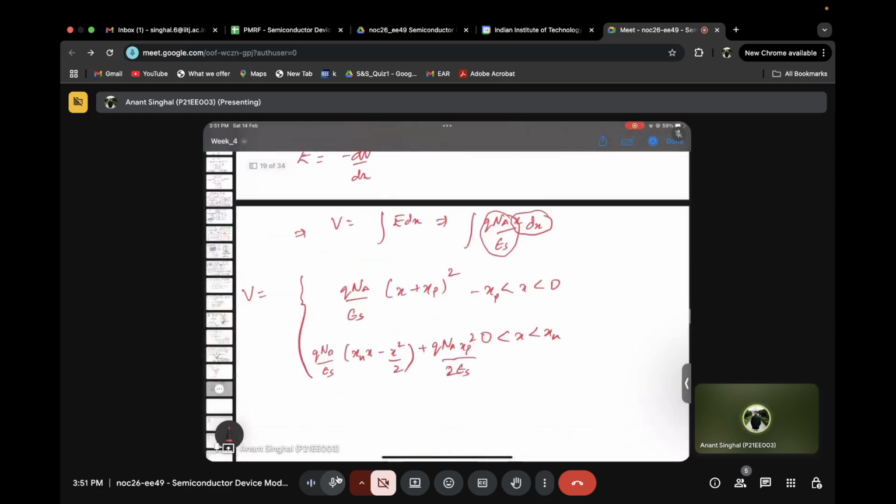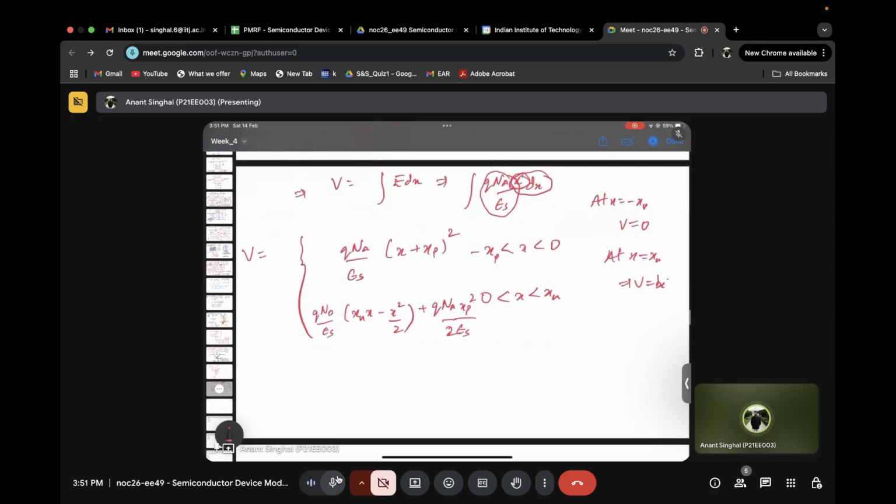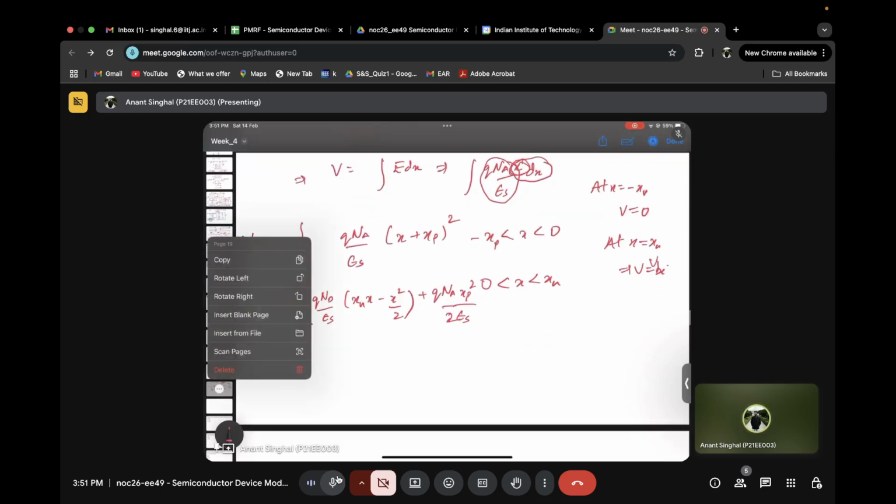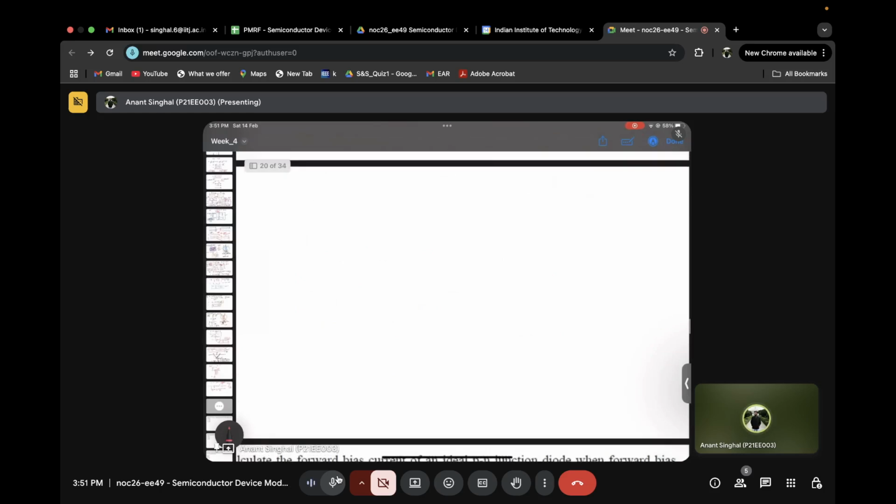Yeah, so I'm just integrating. So x, if you integrate, it would be x square by 2, right? And then we'll apply the same condition that at x equals minus xp, we have a potential of 0. Then we have applied at x equals xn and we have a potential of VBI. Let me try to make the band diagram, you will understand. So what we started with is this. So we had this, let's say this is QND, this is QNA.